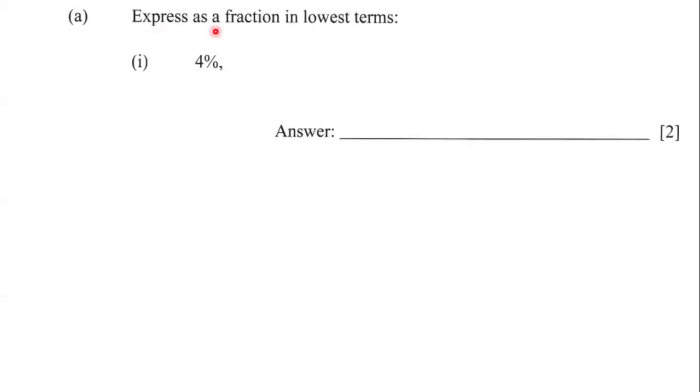Express as a fraction in lowest terms, 4%. And so we have to take 4% and express it as a fraction in lowest terms. So the first thing that we're going to do is we're going to take 4 and we're going to put it over 100.